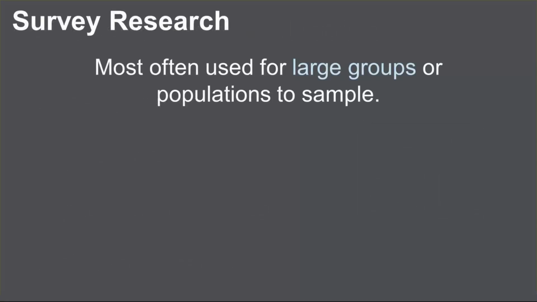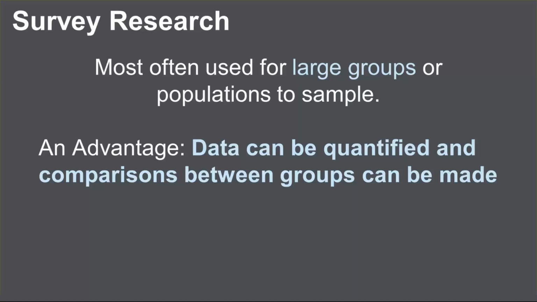So survey research, right? We've all received those mailers. We've received online surveys these days. They're most common and often used for large groups of populations to sample. It's the go-to method for most sociology, primarily because you can easily quantify a lot of it. The advantage is that it's very quantifiable. Comparisons can be made between the groups, and you often end up with a very large data set. So every question someone answers is one more data point for you to then leverage.